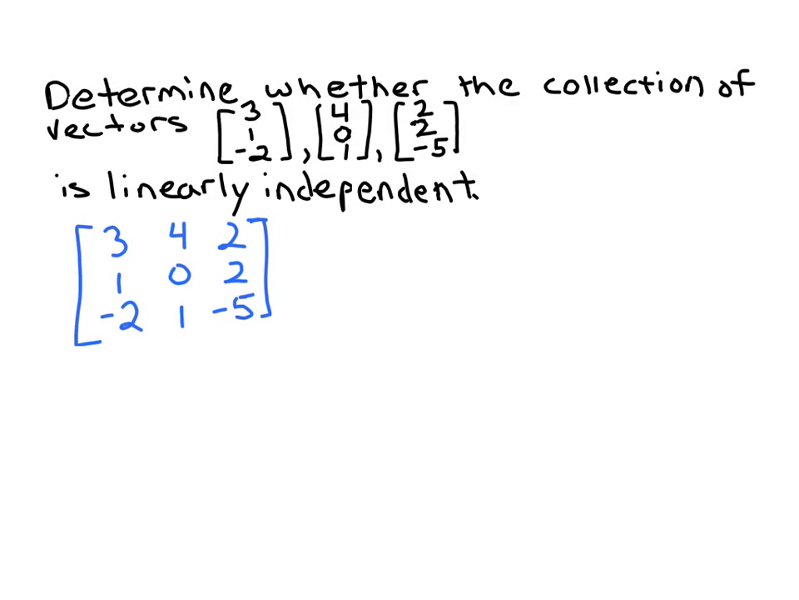In this example, we're asked to determine whether a given collection of vectors is linearly independent. The way to do that is to first set up a matrix whose columns are the given vectors. Then we should row reduce this matrix to determine the number of pivots. If we end up with a pivot in every column, going down the diagonal here, then the corresponding homogeneous system has only the trivial solution.